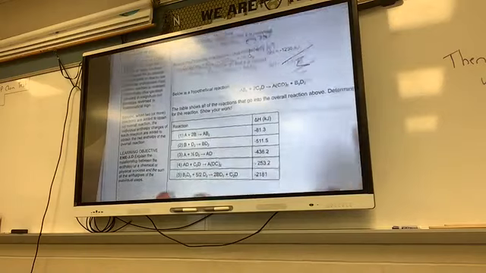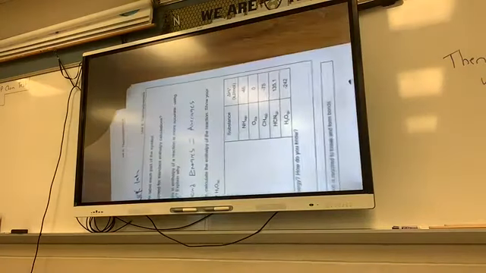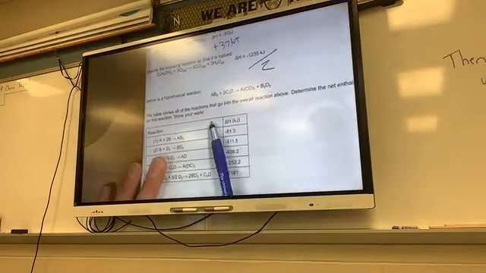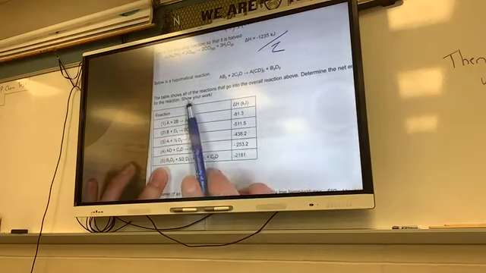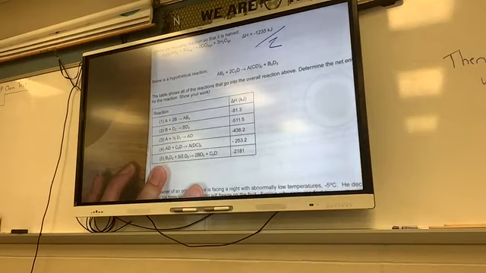Below is a hypothetical reaction. Here it is. I'm glad that we skipped that last one. The table shows all the reactions that go in the reaction above. Determine the net enthalpy for the reaction. Show your work. Do you guys remember Hess's law? Yes, I remember it.